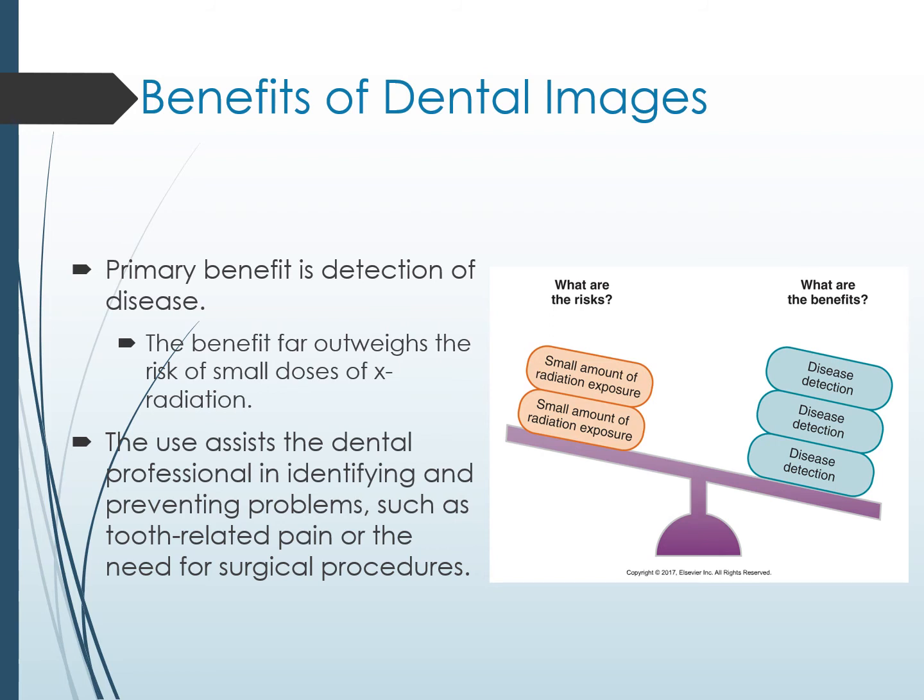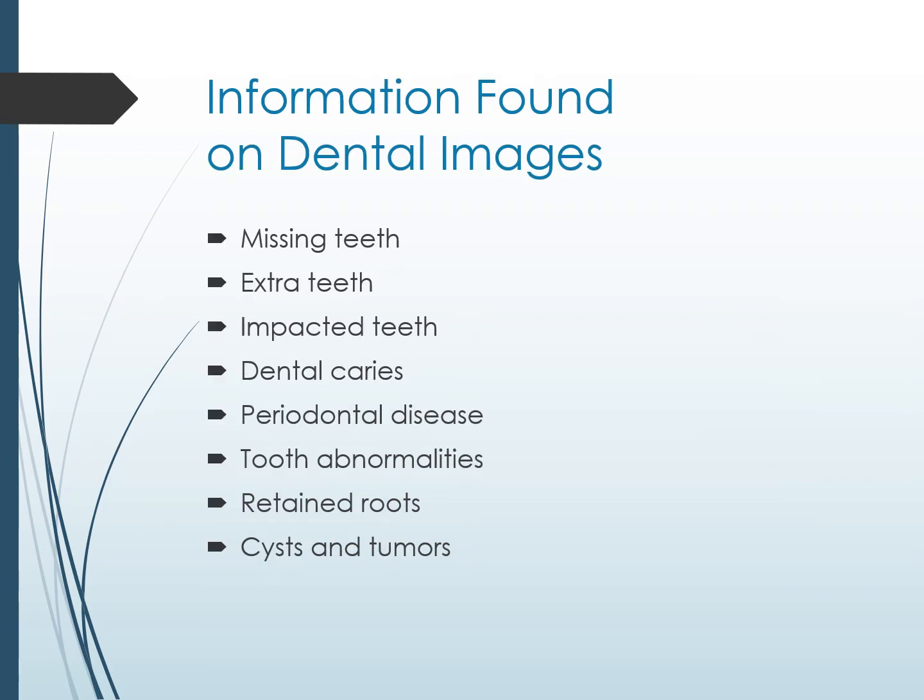Dental images can minimize and prevent those future problems. The information that we find on dental images include whether teeth are missing, whether patients have extra teeth or supernumerary teeth, whether the patient's teeth are impacted, meaning they will not be able to grow in. They're never going to grow in. They could have dental caries, which are cavities.